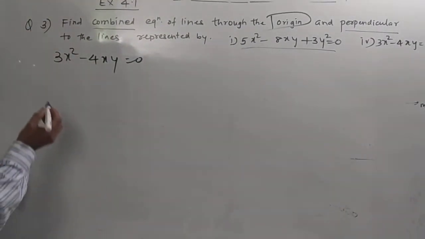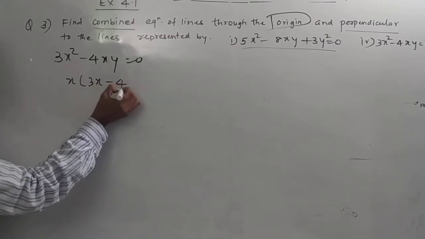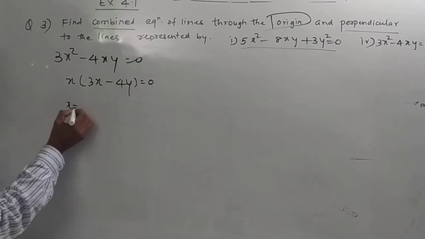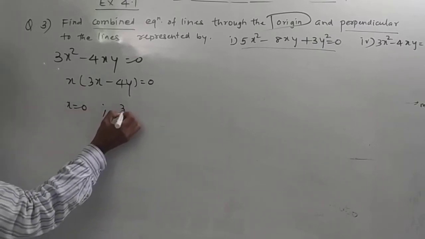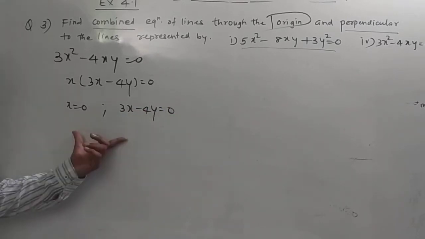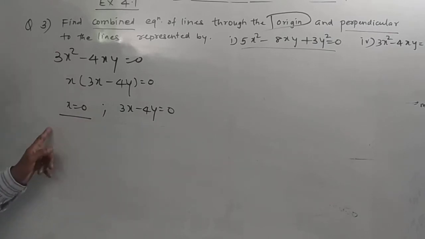What will be the separate equation? Simply you take x common. 3x minus 4y is equal to 0. So x is equal to 0 and 3x minus 4y is equal to 0. This will be the separate equation.